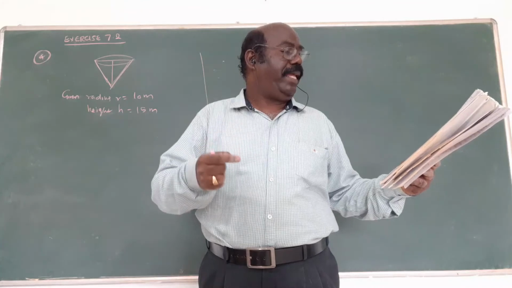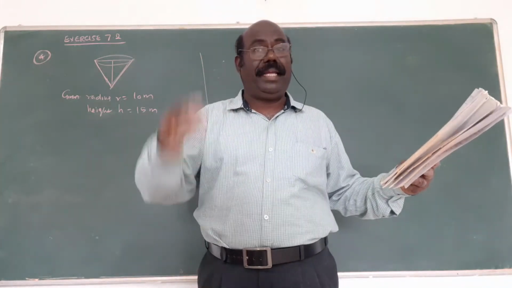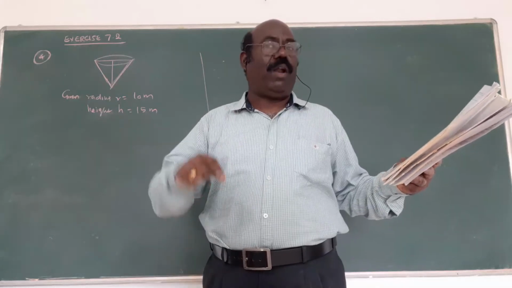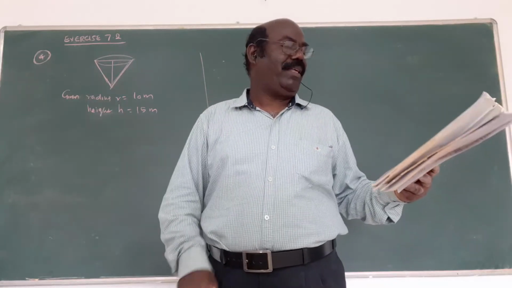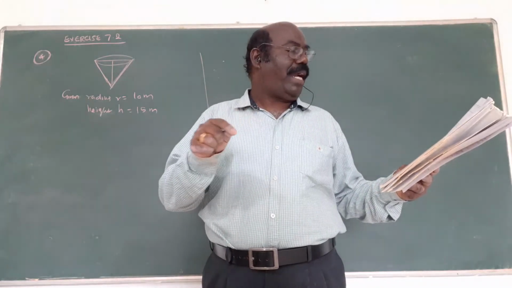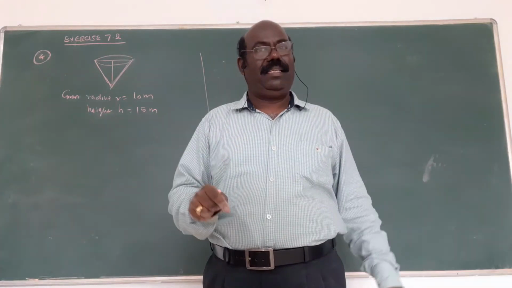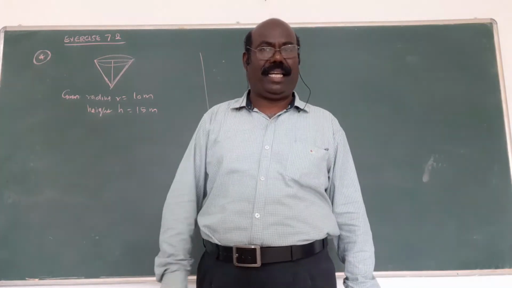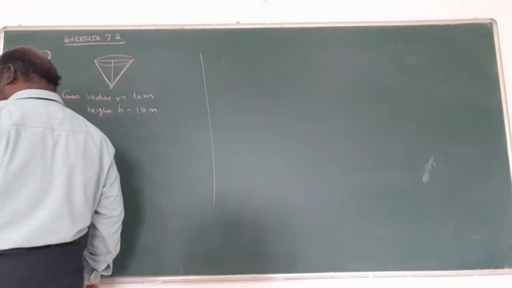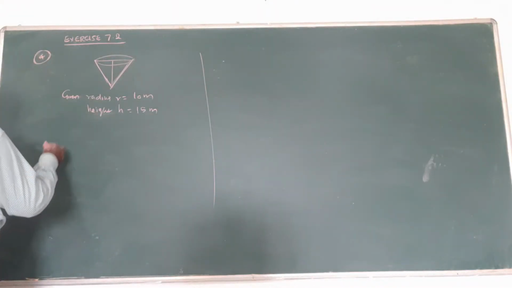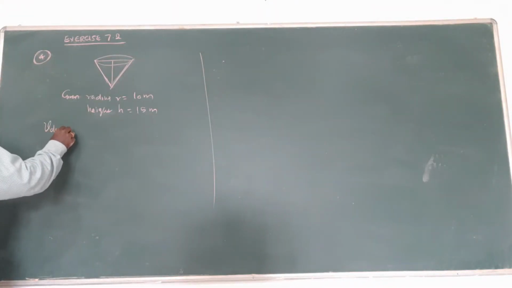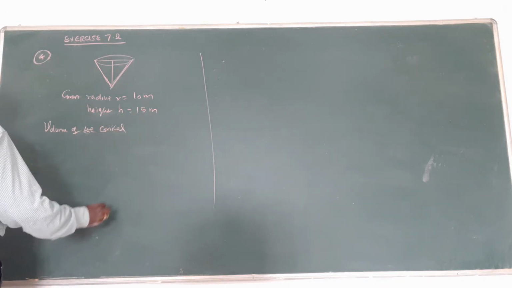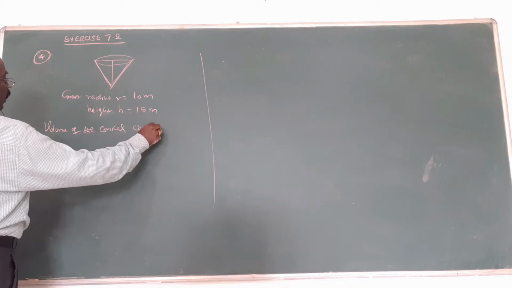In how many minutes will the container be emptied? The whole petrol comes out after how long? Time is asked. And also round off your answer to the nearest minute. Now, you will find volume only. Volume of the conical container. What is it?